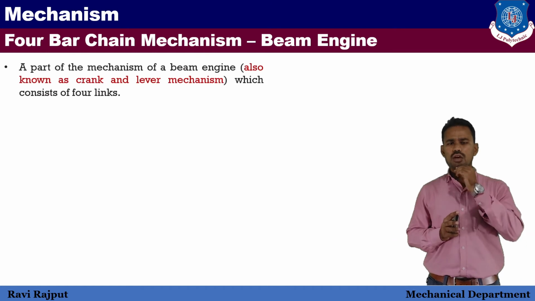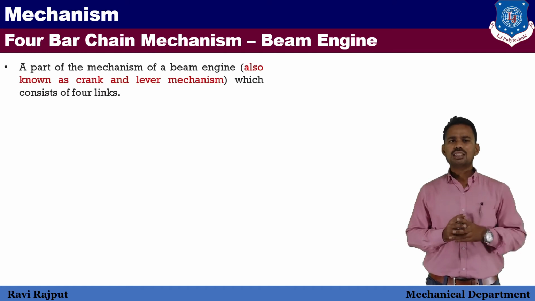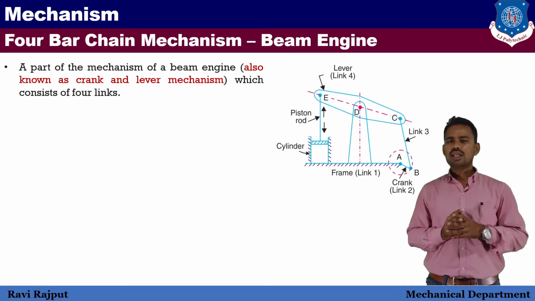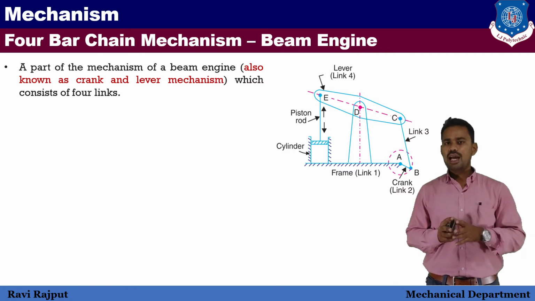Beam engine is one of the most basic inversions of the 4-bar chain mechanism. It is also called the crank and lever mechanism. As you can see in the diagram, the first link, that is called the frame, is the fixed link. As I told you earlier, one fixed link is necessary in order to create an inversion or a mechanism. So here we have kept the frame as the fixed link on which everything will be installed. That will act as a support for the other equipment or devices that will be installed on the setup.